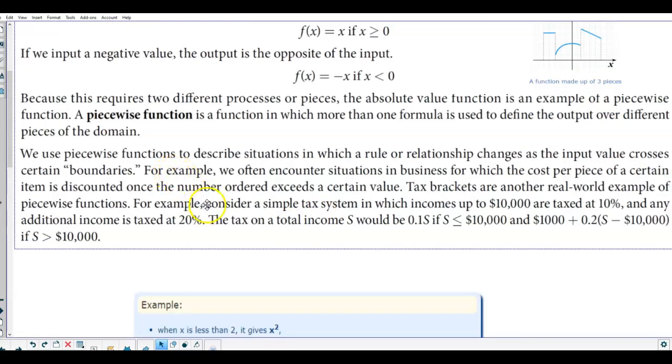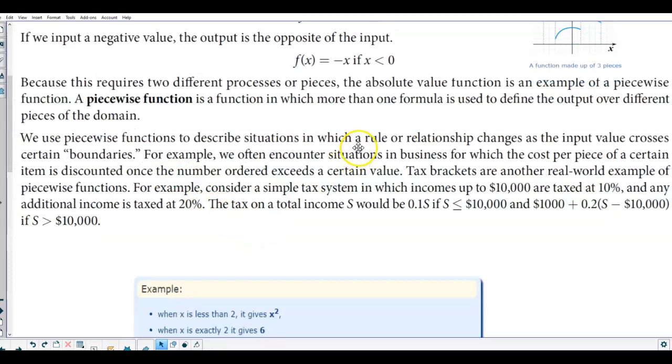Now, we use piecewise functions to describe situations in which a rule or a relationship changes as the input value crosses certain boundaries. For example, we often encounter situations in business for which the cost per piece of a certain item is discounted once the number ordered exceeds a certain value. Tax brackets are another real-world example of piecewise functions. For example, consider a simple tax system in which incomes up to $10,000 are taxed at 10% and any additional income is taxed at 20%.